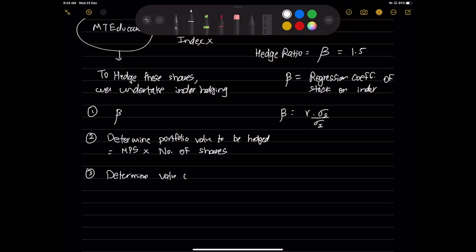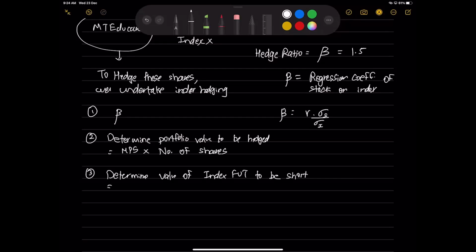value of index. Determine value of index to be short. Value of index to be short, or I can say value of index नहीं बोल सकता, I can say value of index future to be short, because index को तो बेच नहीं सकते, but we can definitely short index future. Determine the value of index future to be short. And this is the last step.